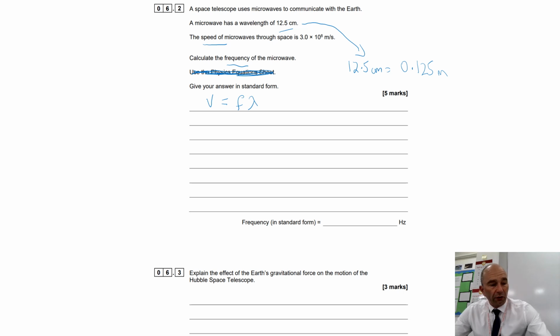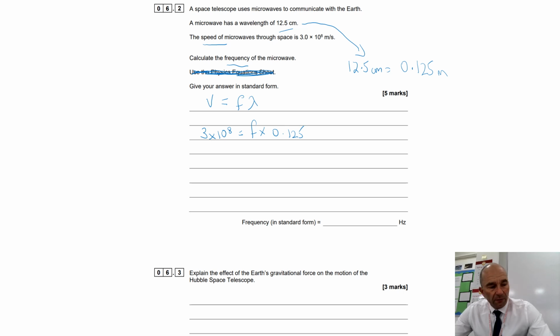Once you've done your conversion, substitute our numbers into the formula. So we've got 3 times 10 to the power of 8, it's our wave speed. Frequency, we don't know, multiplied by 0.125. We've now got a second mark.